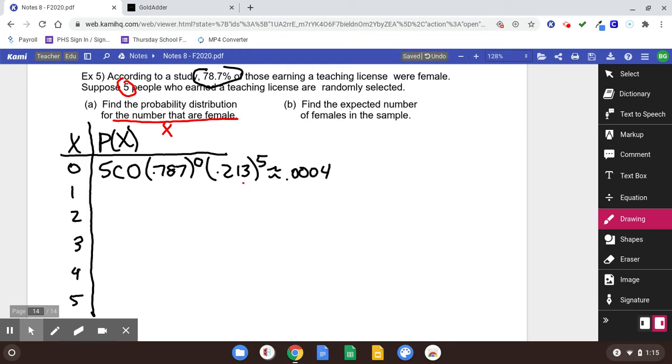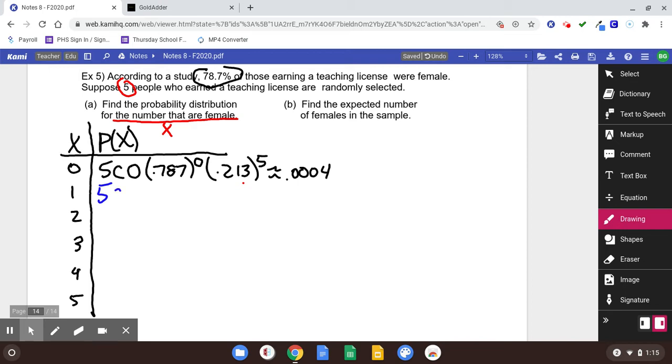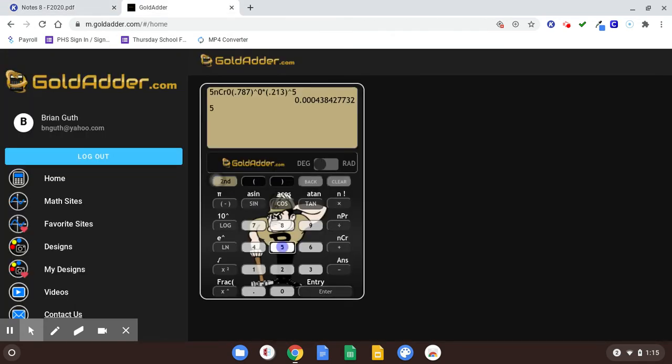Okay. So now 1 female implies 4 non-females. So you've got 1 of these 0.787s and 4 of the 0.213s. Okay, so if I choose 1 and 0.787 to the 1st, times 0.213 to the 4th, that gives 0.0081.